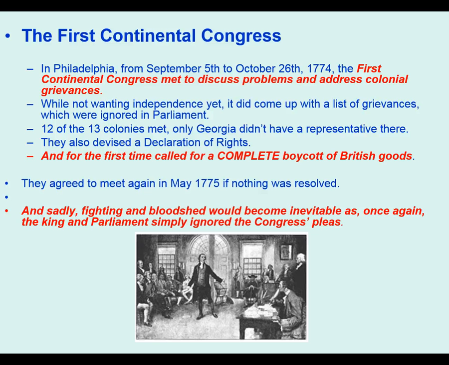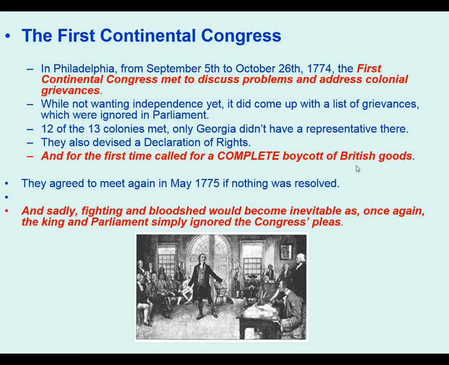Like it says in red there, the First Continental Congress met to discuss problems and address colonial grievances. They did not want independence. That was not the goal of this initially, okay? 12 of the 13 colonies met, and only Georgia didn't have a representative there. And they also devised a Declaration of Rights. So we begin to see a precursor to the Declaration of Independence, okay? And this is the first time that you begin to see a call for a complete boycott of British goods, which would obviously undermine the entire British system of mercantilism, okay?